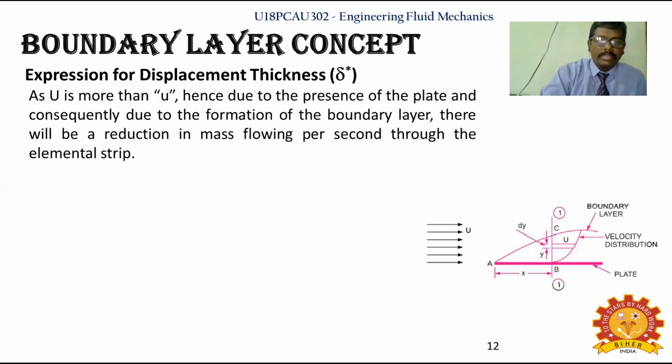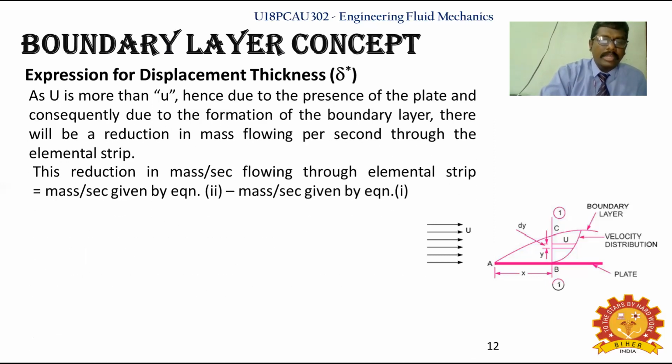You have seen that in rho u there is a small u as well as a capital U. If you consider a plate, you have small u; if you do not consider a plate, you have capital U. So what happens with the presence of a plate? Capital U is more than small u, because small u starts from 0 and only then reaches capital U. Due to the presence of the plate, and consecutively the formation of the boundary layer, there will be a reduction of mass flowing per second through the elemental strip.